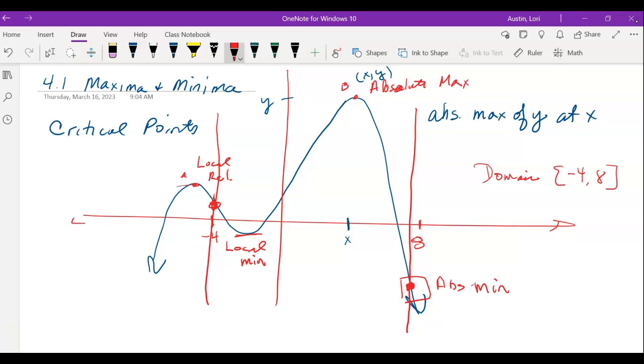The reason I want to show this is to point out, as we go through the definitions, it's important to know the domain you're working on when you're talking about absolute min and max. Is it an open domain, negative infinity to infinity? Is it a closed domain? If it's a closed domain, those endpoints matter and need to be taken into consideration.